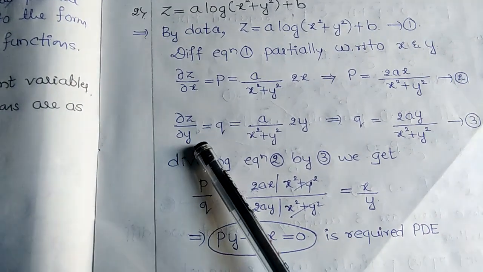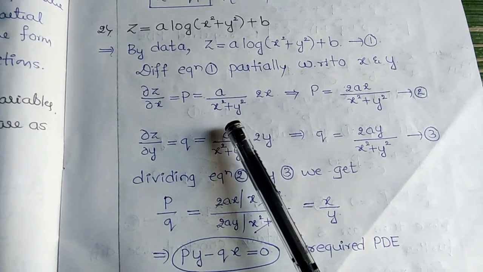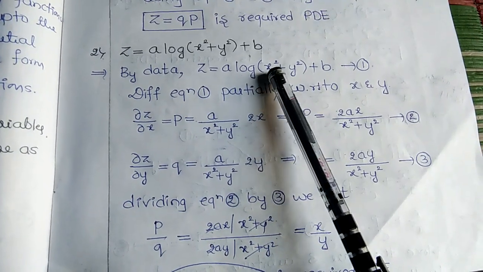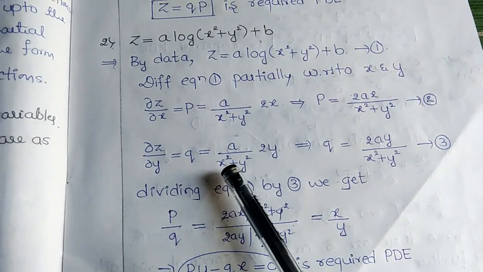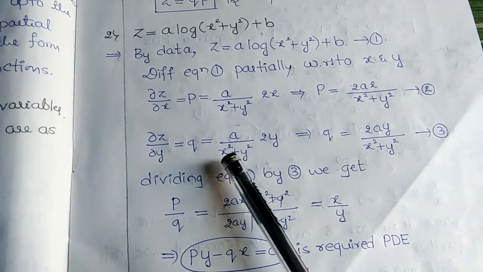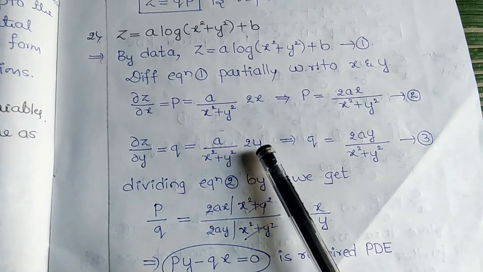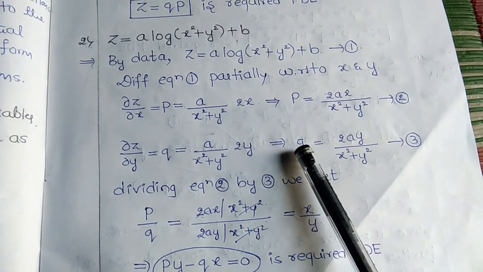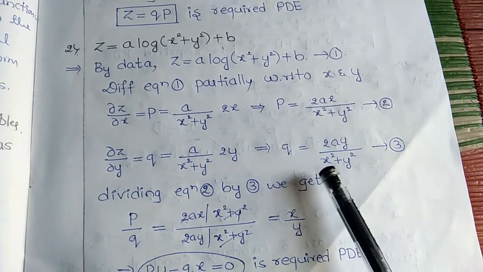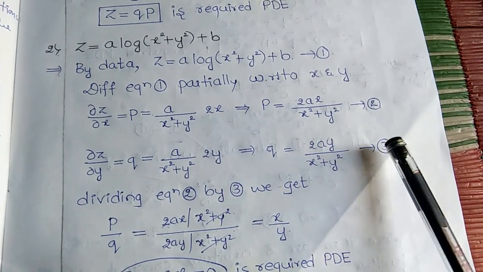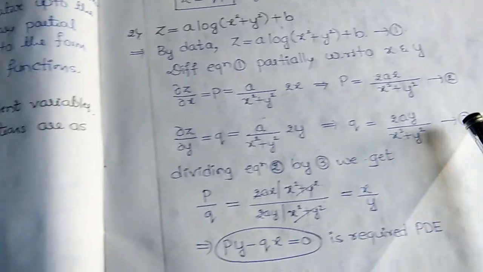Then with respect to y. So dou z by dou y is equal to q. It is equal to a, kept as it is. Differentiation of log x is again the same, 1 divided by x square plus y square. Differentiation of y square is 2y. So q is equal to 2ay divided by x square plus y square. Call this equation 3.